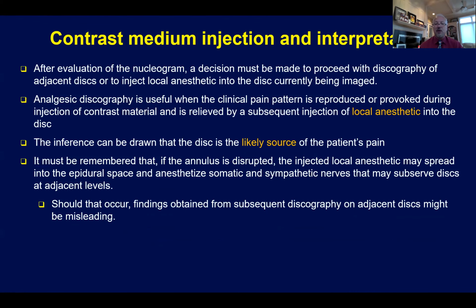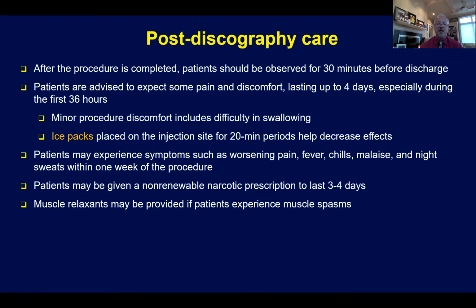After evaluation of the nucleogram, that's when we decide whether or not we're going to proceed with the actual provocation phase. And as I stated, some discographers will actually inject small volumes of bupivacaine or the equivalent local anesthetic for analgesic purposes. If the patient improves after the analgesic, the inference can be drawn that the disc is a likely source of the pain. It's not conclusive, but certainly it's compelling information that the disc itself may be the source of that patient's given pain under those circumstances.